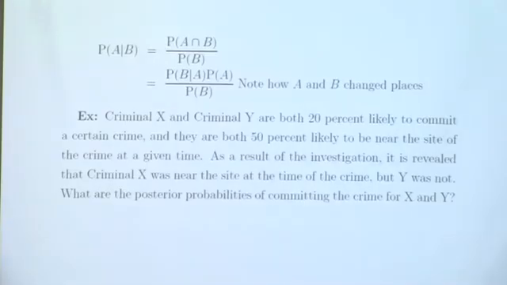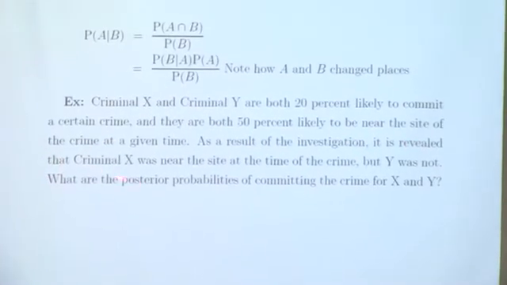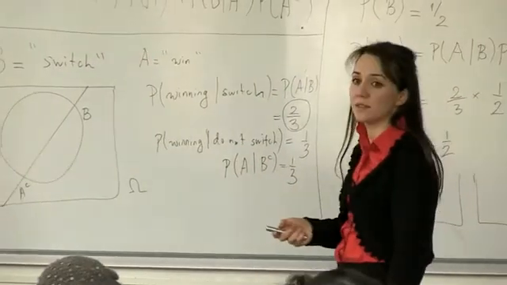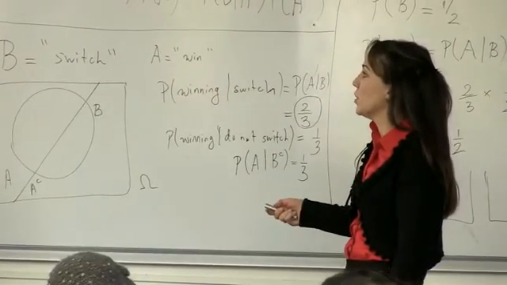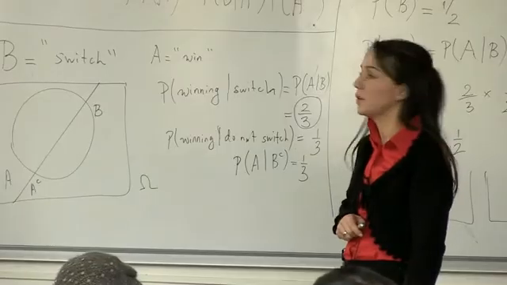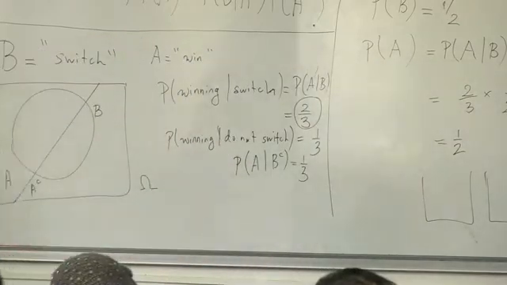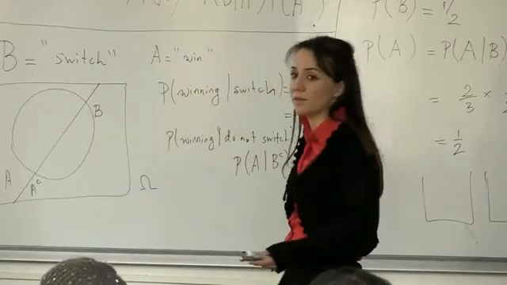But as a result of an investigation, why is an investigation done? To gather information, to gather evidence. As a result of the investigation, it is revealed that criminal X was near the site of the crime at the time of the crime, but Y was not. How does this change the posterior probabilities of committing the crime for criminal X and criminal Y? I guess the first one is easy. For Y.